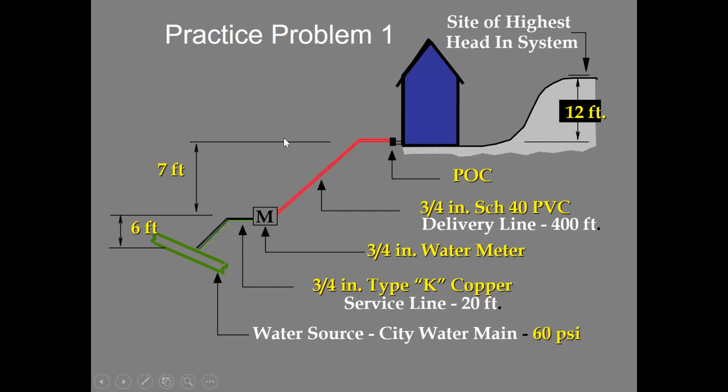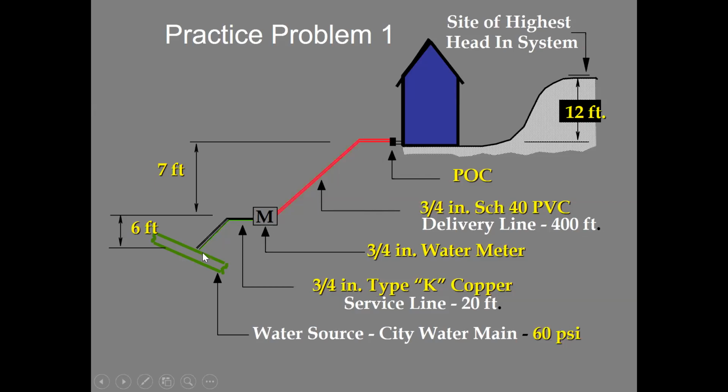So now lines 5, 6, 7, 8, and 9. This is where we're going to put in our information. Our service line should be 20 feet, so we'd write 20 feet in the number or length. We would write 3/4, which is the size, and the type is type K copper. Our next line, delivery line, is 3/4 inch, schedule 40 PVC, which is our type, and it's 400 feet long.